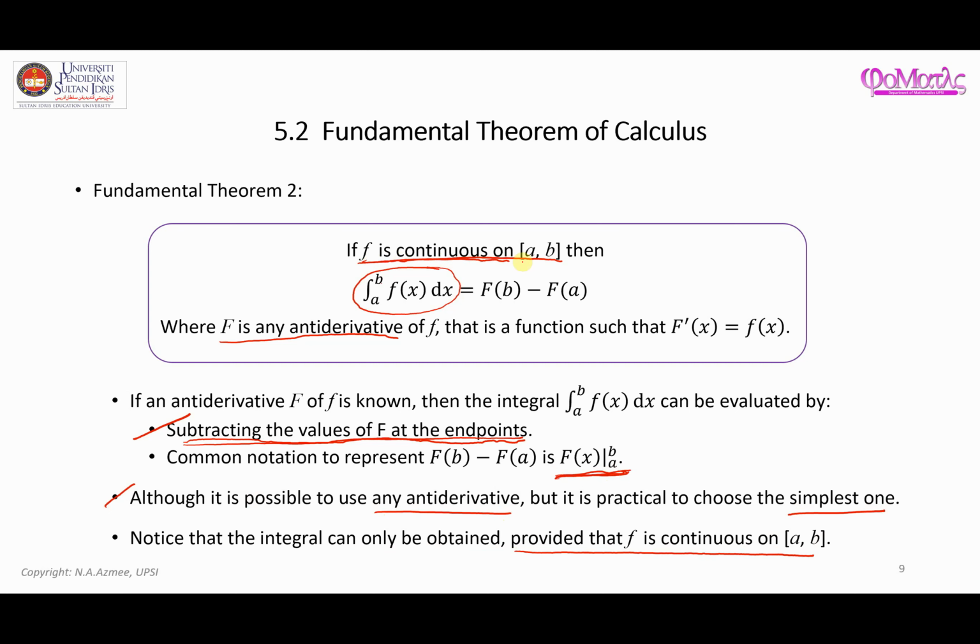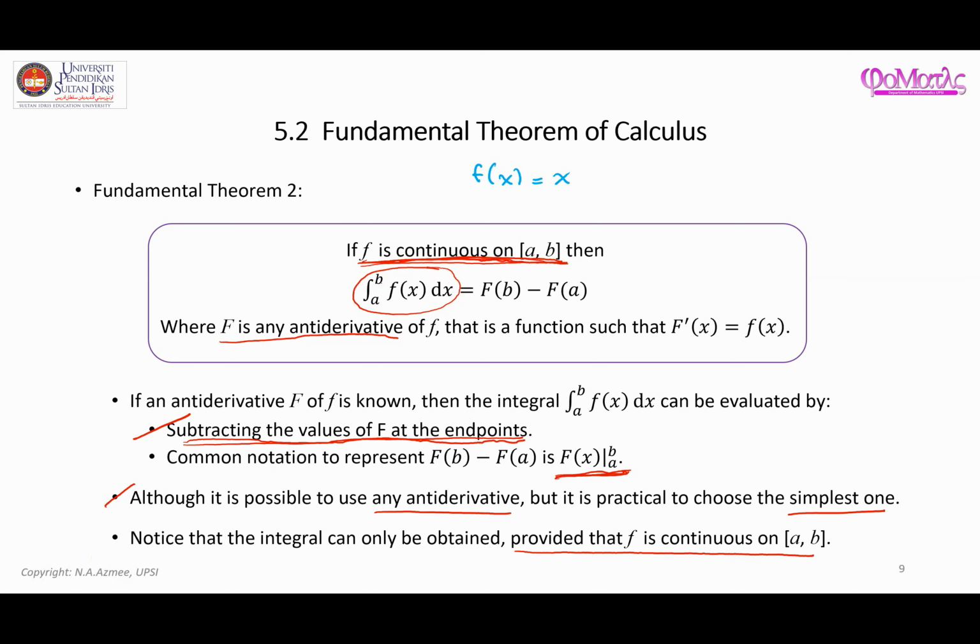So this statement here is compulsory. It is important that you make sure that it is continuous on the interval a and b. So now I'm just going to illustrate some simple examples based on the points that I have outlined on this slide. So let's say I have f(x) is equal to x.